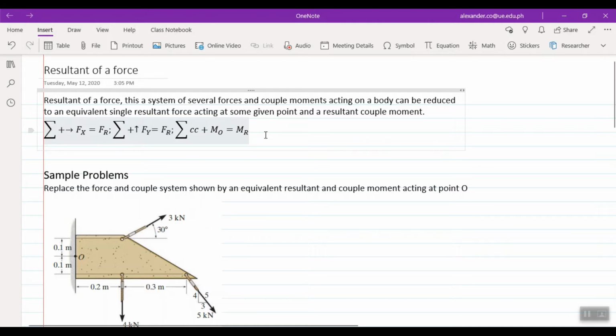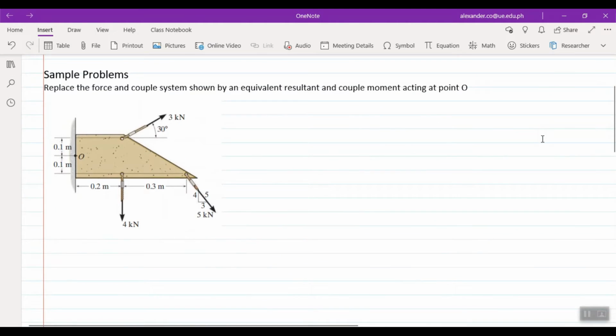And also the summation of moment, okay, all the moments, either clockwise or counterclockwise, meaning clockwise is positive, all the resultant or all the, what do you call this, couple moments or rotational forces will be equal to a single resultant moment. Okay, it's easier if I explain this in a sample problem. So, in general, everything that we have studied, let's put together now. That's why it is called resultant.